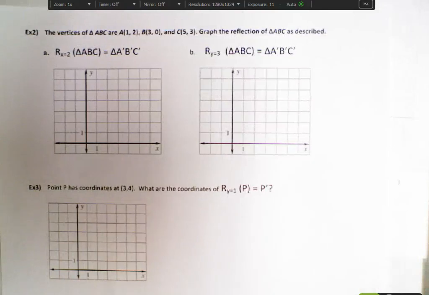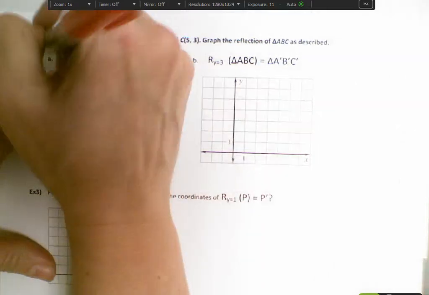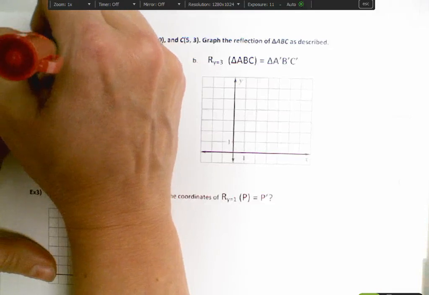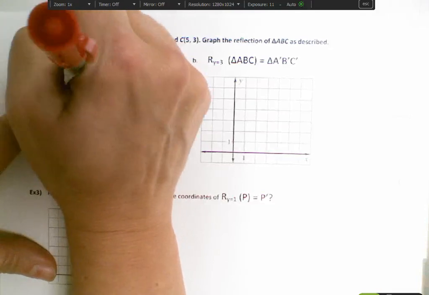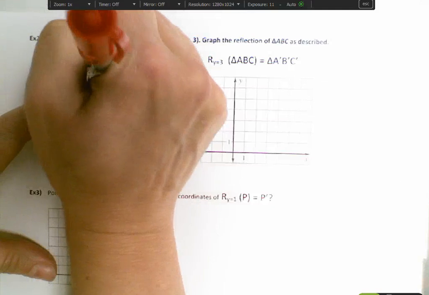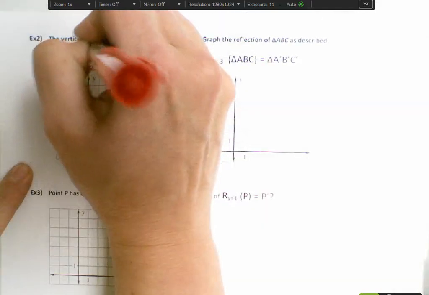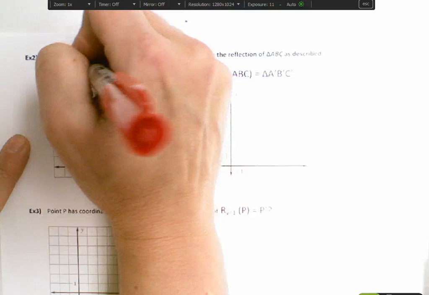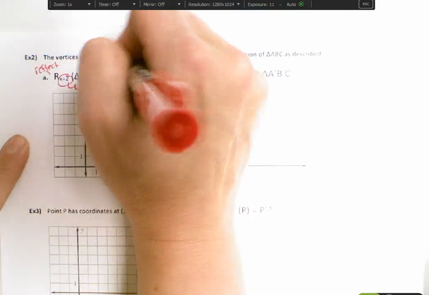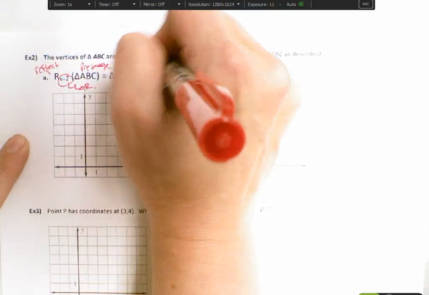So let's take a look at the second page. It says the vertices of triangle ABC are given. Graph the reflection as described. So remember, capital R means reflect. This is my line of reflection. This is my pre-image. And so this becomes my image.